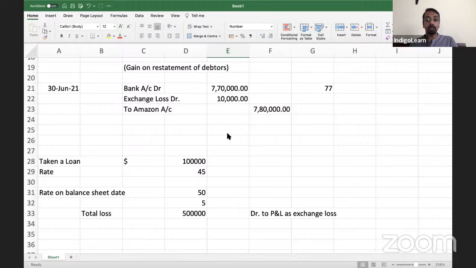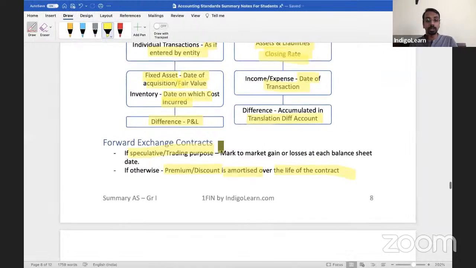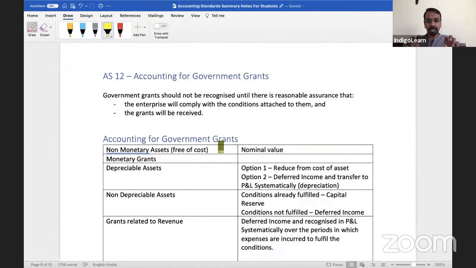right? So now moving on to the next part, again a simple standard, a highly scoring standard, accounting standard 12 on accounting for government grants. Again, even in the standard, there are 2-3 simple principles that you need to remember, and once you remember them, you'll be able to solve the examination problem.